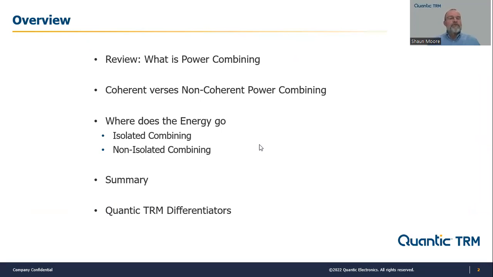Yeah, absolutely. Thank you, Paul. So what we're going to talk about today really is power combining and the different types of power combining that are available to us. The 2 most notable ones are coherent power combining and non-coherent power combining. And we'll talk about what the differences are between those 2. And then all power combining is not 100% efficient. And we'll talk about what makes it efficient, how a combining is efficient and why it's efficient. And then when it's not efficient, where does that energy go for both isolated combining and non-isolated combining? We'll wrap it up with a summary and talk about some Quantic TRM differentiators.